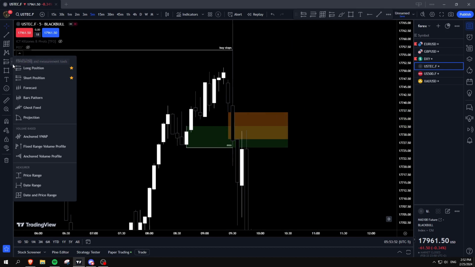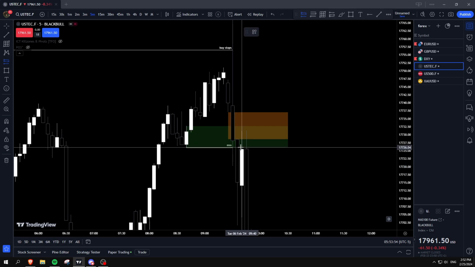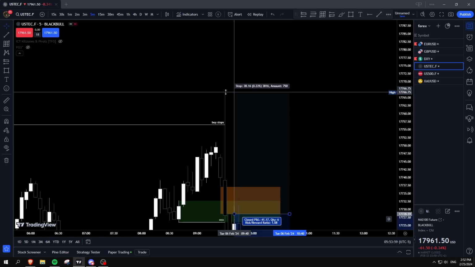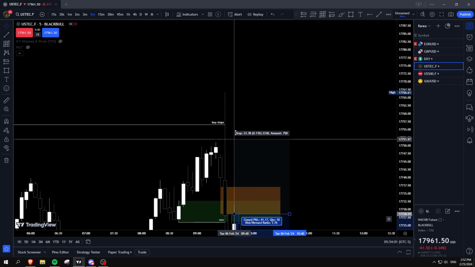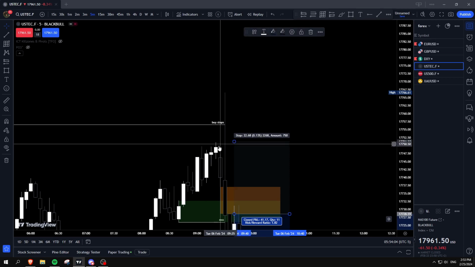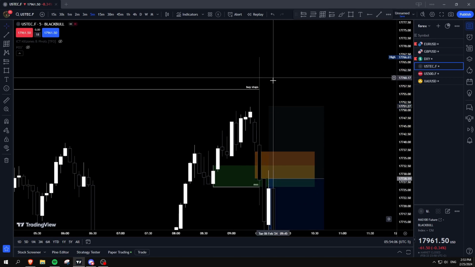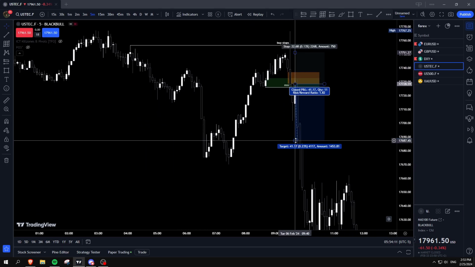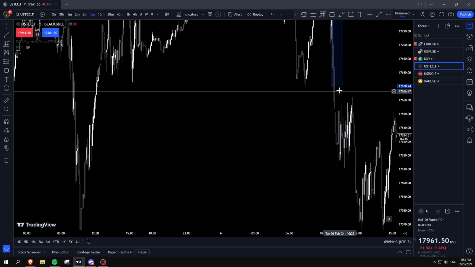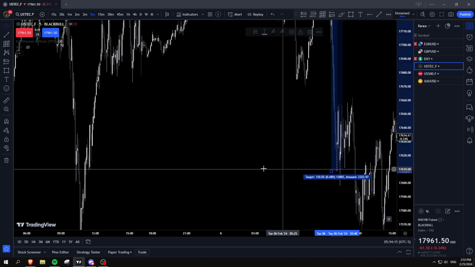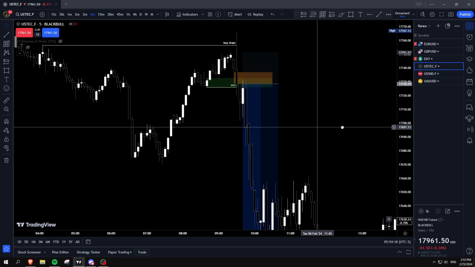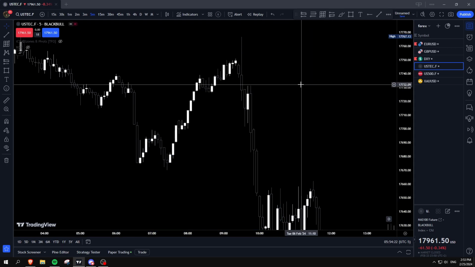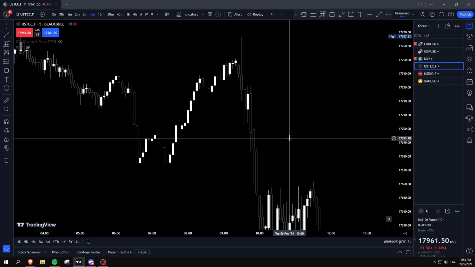So where do we enter? We enter on a breaker block or fair value gap. We put our stop not on this side, but in this particular example on this side, because this is a long wick. We shouldn't go all the way up here if we're bearish. So we target the lows or even lower. You can target even these lows. It doesn't matter, it's up to you. And this unicorn model is a really high probability.